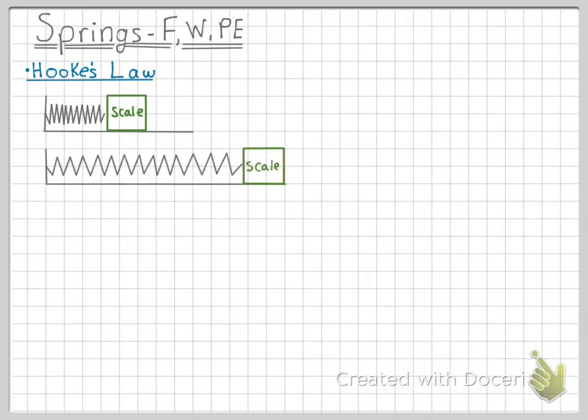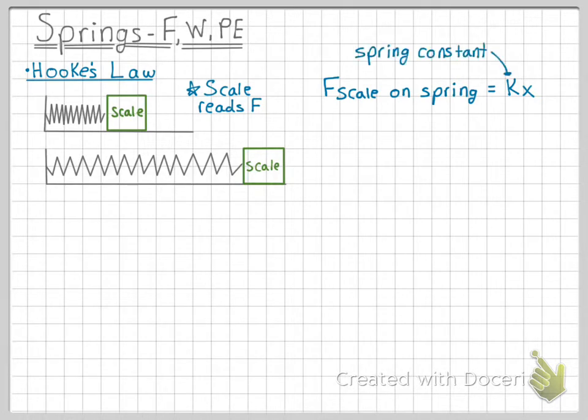Let's say that we then pull on the scale so it stretches out the spring. The scale would then read the value of the force of the spring. The force of the scale on the spring is equal to the spring constant, which is related to the stiffness of the spring, multiplied by the distance the spring is stretched from the equilibrium position, as shown in this diagram.